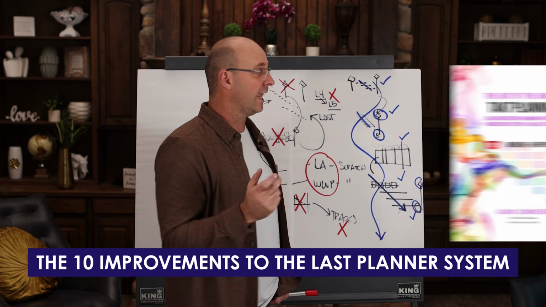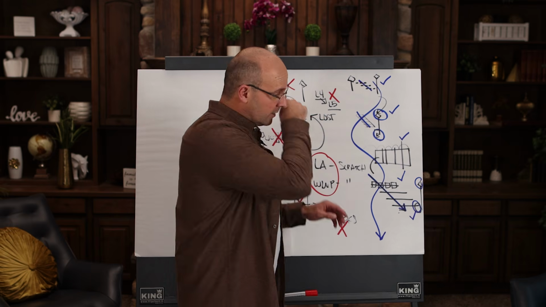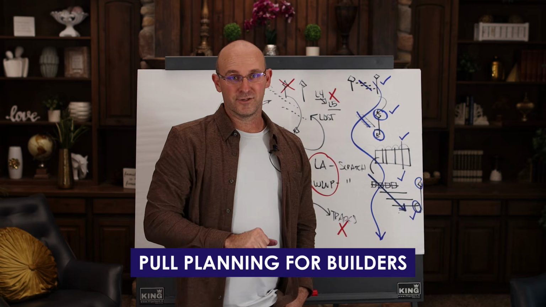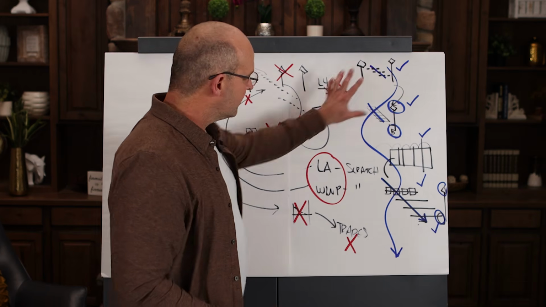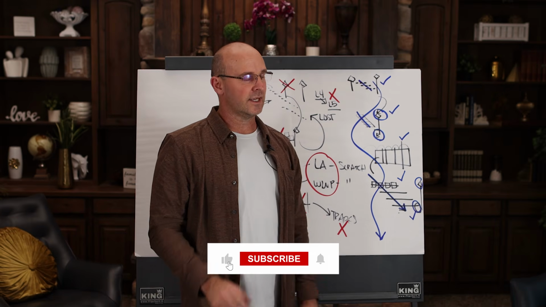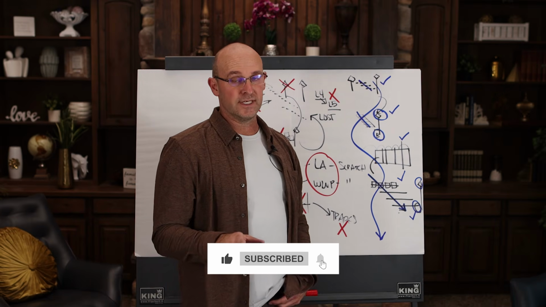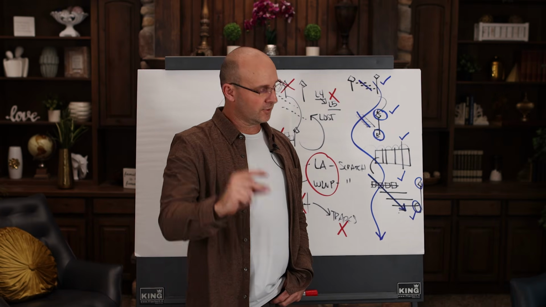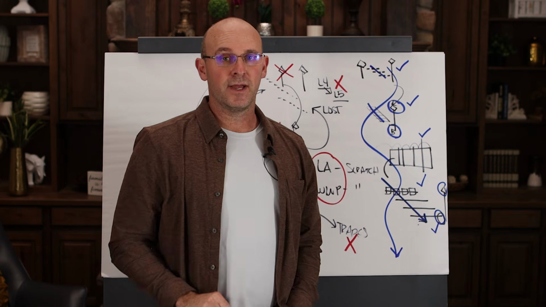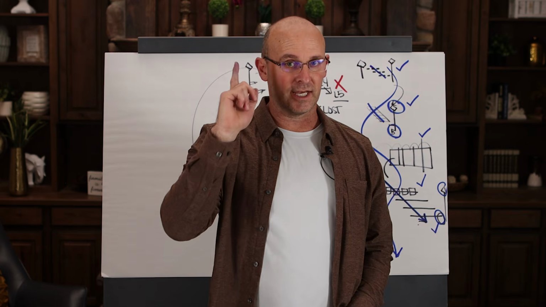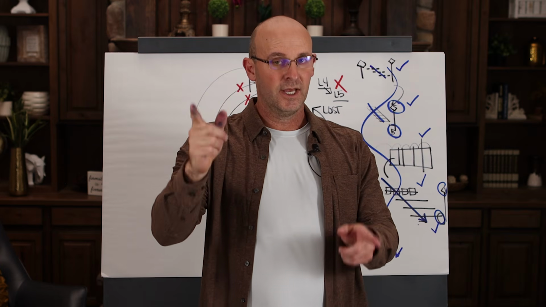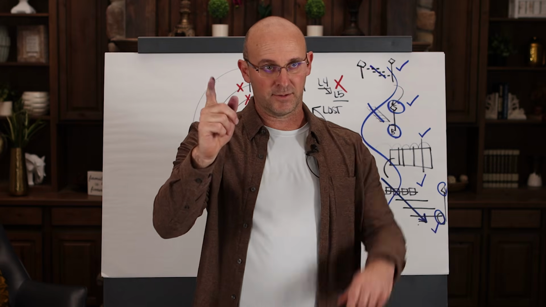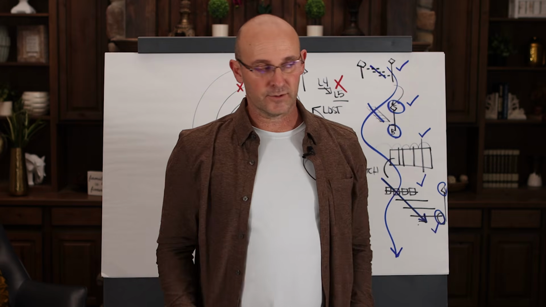This is very clearly articulated in the book Tact Planning and the 10 improvements to the last planner system, and it will be shown in the book Pull Planning for Builders. There is a wrong way and there is a right way. If you're like, I don't get it quite yet, watch the video, please, that I'm going to link in the description below. You'll get it right away. But you need a system that matches your A+ score, because if you take an A+ person with a C- system, you're going to get a C- grade. We need A+ plus A+, and that will give you the results.